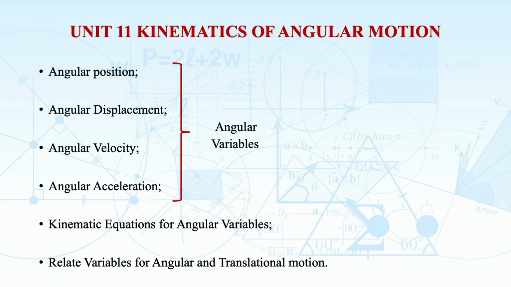At the end, we have to relate the variables for angular motion and translational motion. It is not necessary to describe angular motion using angular variables. As I said before, we do it just for convenience. However, you can relate the angular variables to the corresponding translational variables for the same motion, and that will make it clear why we prefer to use angular variables to describe angular motion.